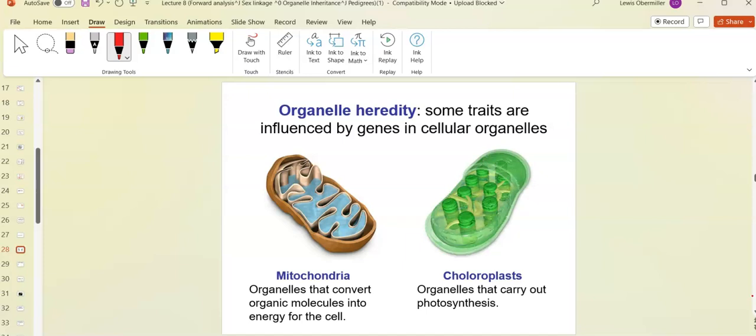Okay, so that leads us to other variations in inheritance, and in this case we're talking about organelles. Hopefully you learned this in intro bio, but you know that mitochondria have their own DNA and chloroplasts also have their own DNA. Because they have their own DNA, they have their own set of heritable traits that are passed on from parent to offspring.